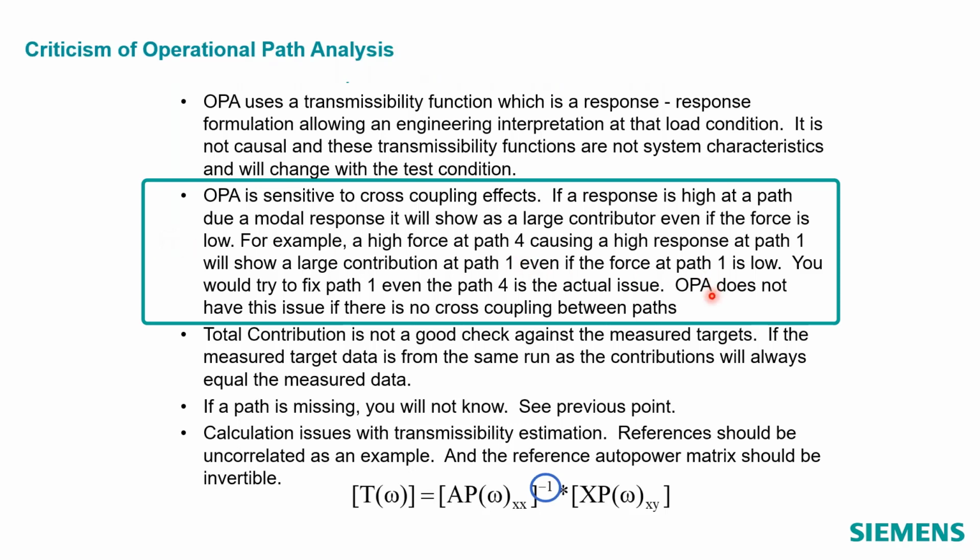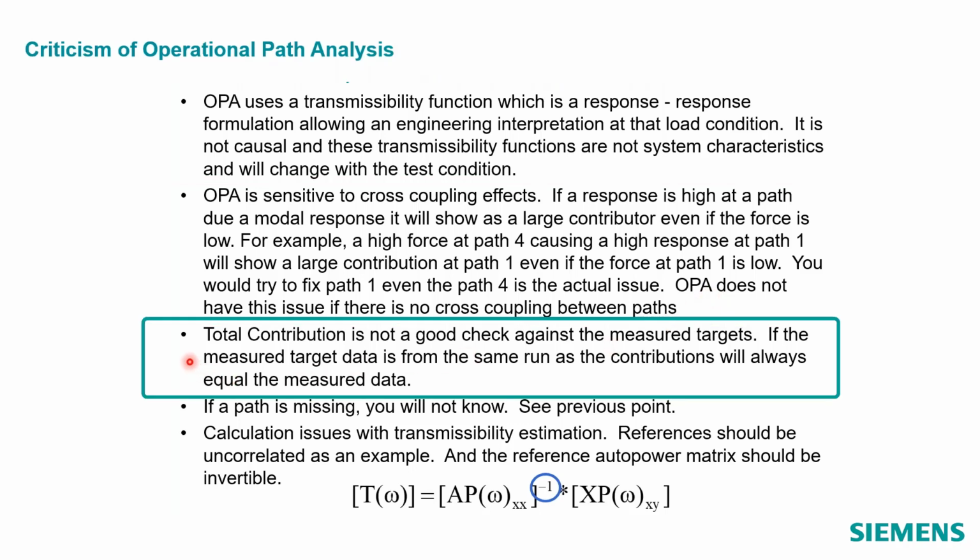If you don't have cross-coupling, so if a force at one path doesn't cause a high response at another path, then OPA works fine. It's only when you have this strong cross-coupling. The total contribution is not a good check. So one of the things we do is I always compare my measured data to the total contribution of all paths. And it's easy to see if I'm missing paths or if maybe my paths have the wrong phase.